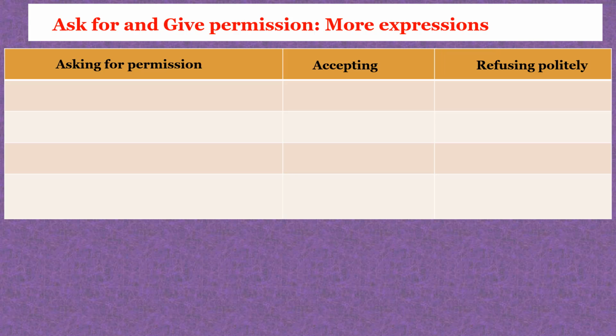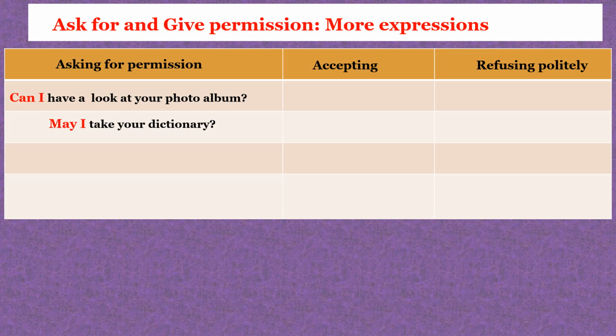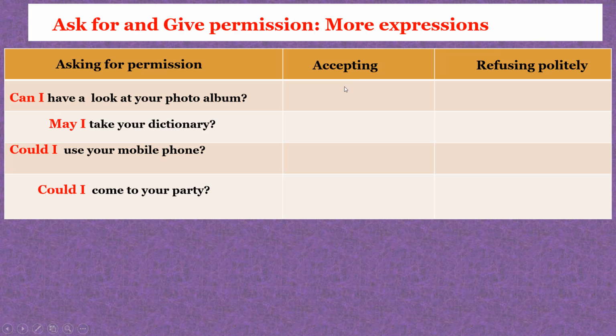Okay, let's start with asking for permission. Example number 1, can I? Okay, can I have a look at your photo album? May I take your dictionary? May I? Could I use your mobile phone? Could I come to your party? Okay, you see now the expressions we use to ask for permission. Let's have a look at giving permission.